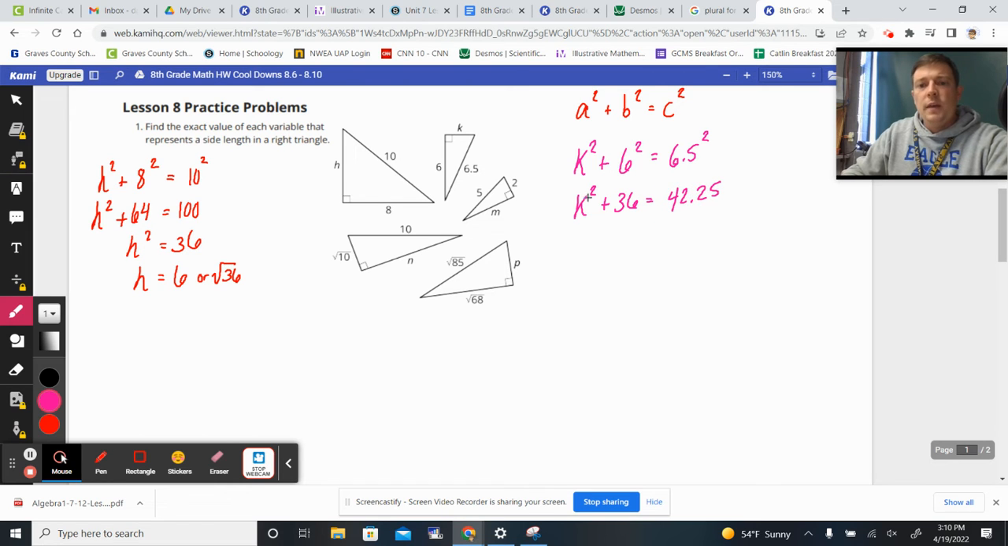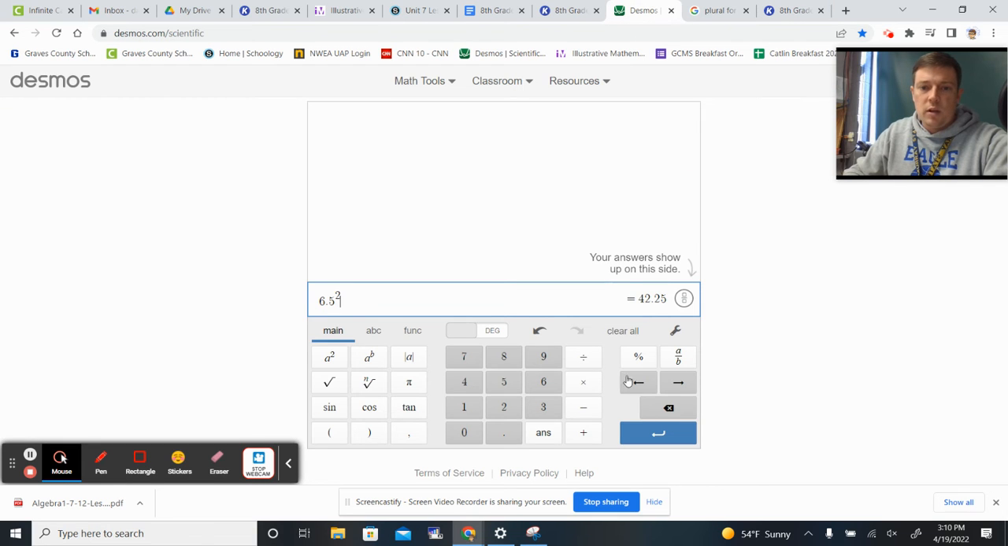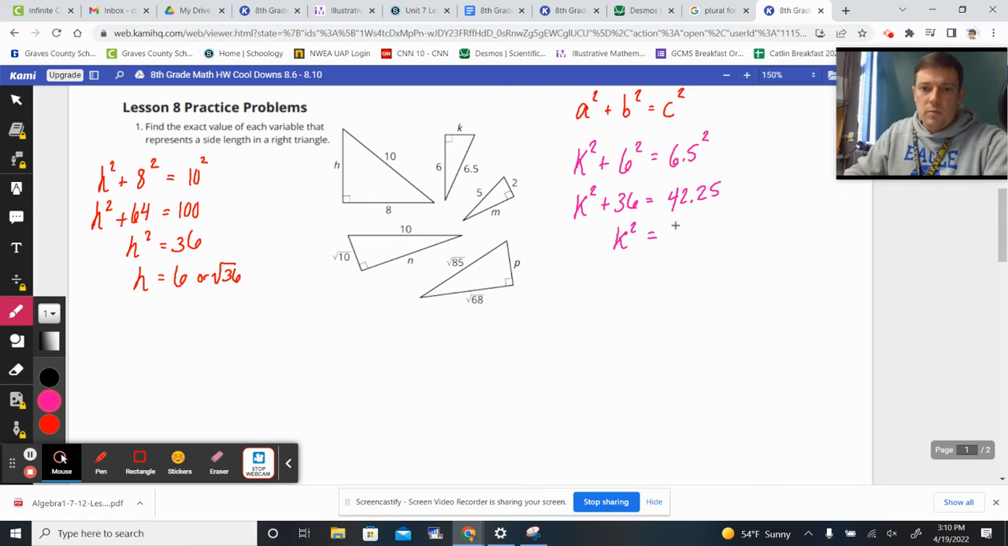Now, to find out what k squared equals, just like we did over here, we're going to have to find their difference, because this one's the biggest, this one's the in-between, and there's going to be a smaller one, right? So we find their difference, and I already have it on my calculator, so I'm going to subtract that answer by 36. And 6.25 is my answer for k squared. So k squared is 6.25.